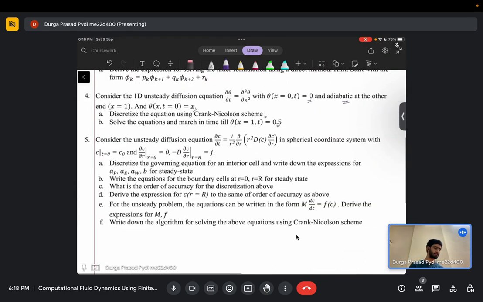So we'll come to the last question. This is where we kind of ended in the last session as well. So we have a 1D unsteady diffusion equation, but this is in a spherical coordinate system. However, I've just introduced one more thing.